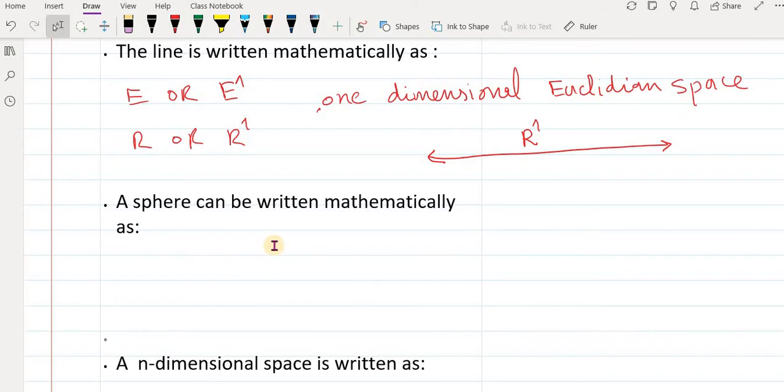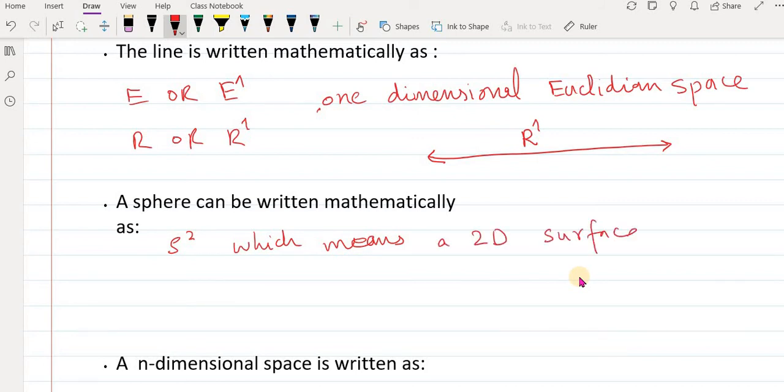So let's see how we can mathematically write a sphere. We have already seen it before, so let's see one more time. The sphere we can write as S power 2, which means a 2D surface in a 3D space. That is true, because a sphere is actually a 3D surface.